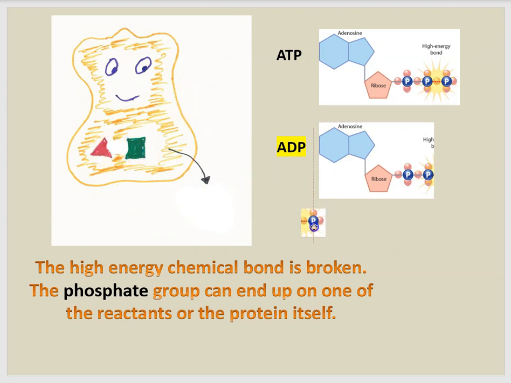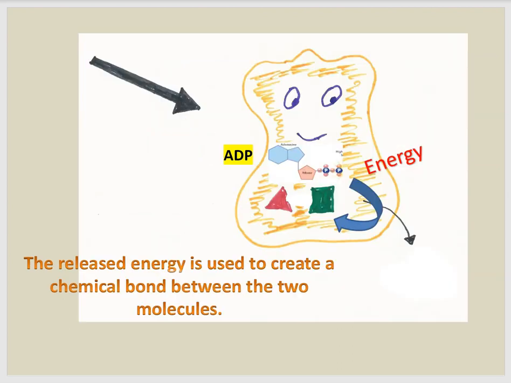So different proteins work in different ways. We're not going to worry about the details of that. We're just going to think that as that chemical bond is broken, energy is released, and that energy is going to be used to build the chemical bond between these two reactant molecules. So again, it's like a transfer of energy. The released energy from the ATP, now an ADP molecule, is going to be, in a sense, harnessed to build the chemical bond between the reactants.